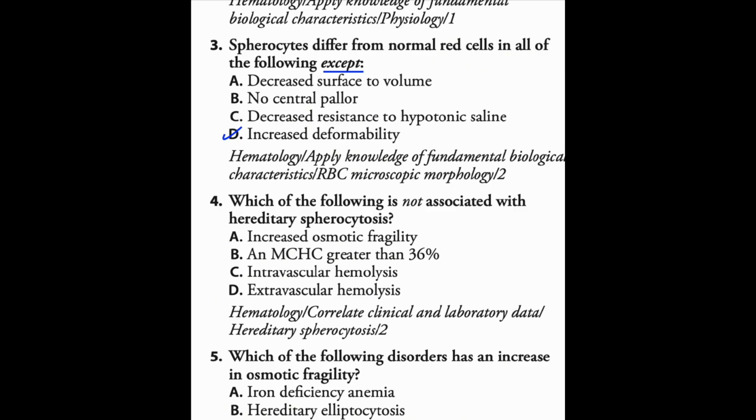A spherocyte is a red blood cell that has lost its normal biconcave disc shape and has become spherical. Decreased surface to volume. That is true. A sphere is the shape with the least amount of surface area for a given volume. This is the fundamental problem with the spherocyte. No central pallor. This is also true. Normal biconcavity is thinner in the middle, creating that central pallor on a blood smear. Because spherocytes are round, they look uniformly dense with no central pallor.